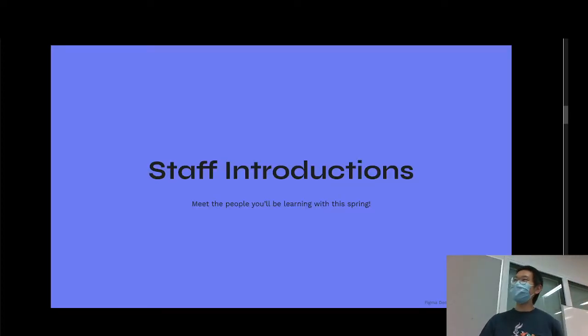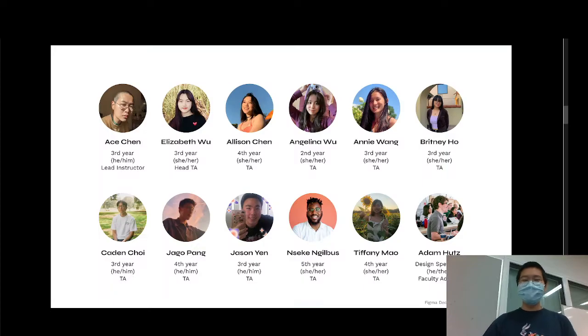Yeah, we'll go ahead and start with our staff introductions. These are the people that are going to be learning with you this fall. Clearly, I didn't update the copy. But my name is Ace. I'm behind all of the emails that you're getting right now, but soon someone else will be behind those emails. I'm a third year at UC Berkeley. I'm studying computer science, and I use he, him pronouns. I'm the lead instructor of this course.